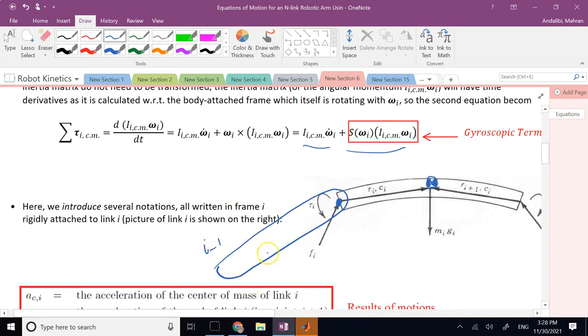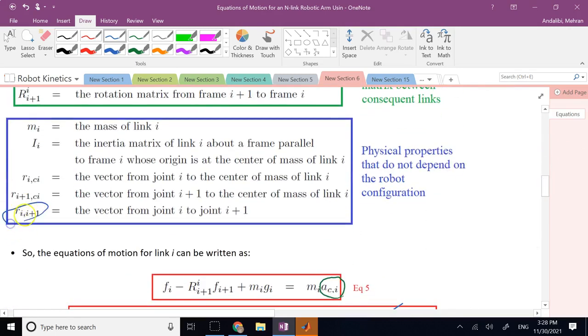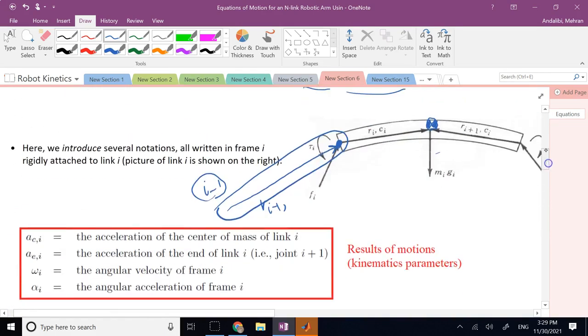So if I want, I can find the acceleration of this point through the previous point. For the previous point, if I know the acceleration, what I need is this vector, basically r of i minus 1. It's this vector that we have not used so far, this r of i and i plus 1. In this case, it's going to be r of i minus 1 and i.